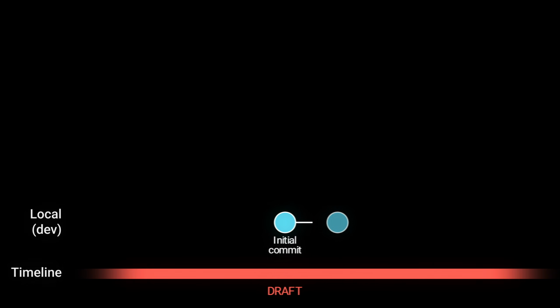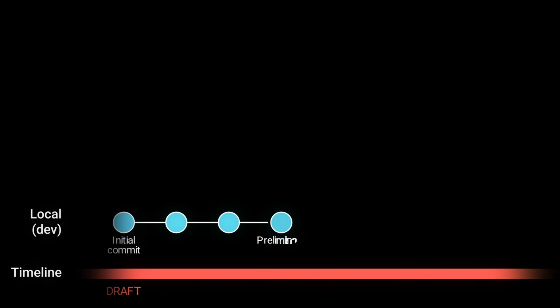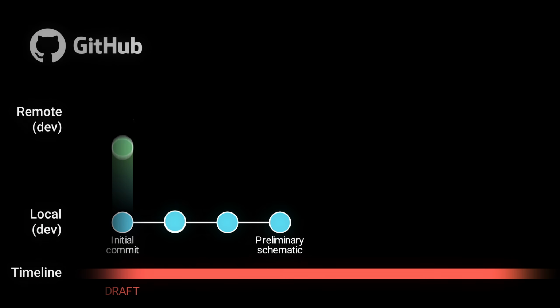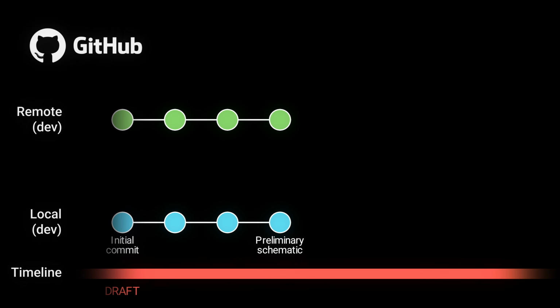Let's have a look at the standard project timeline. We'll be starting the project in the draft phase. This corresponds to the early stages of the schematic capture process, and after making a few changes, we push the changes to GitHub.